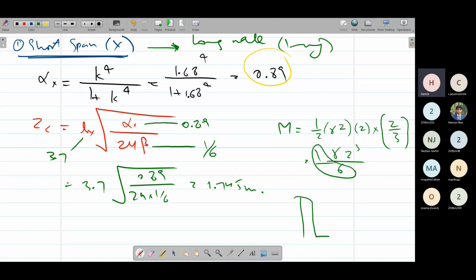So for example, this is our tank. The tank is not fully filled. It is filled till 1.745 meters. This is the critical depth. This is water.